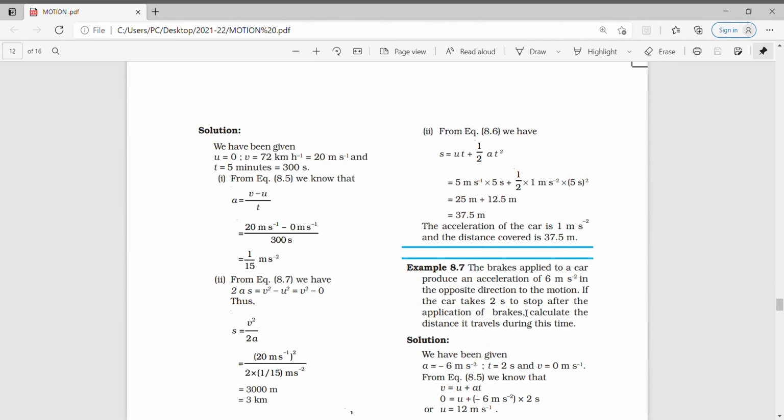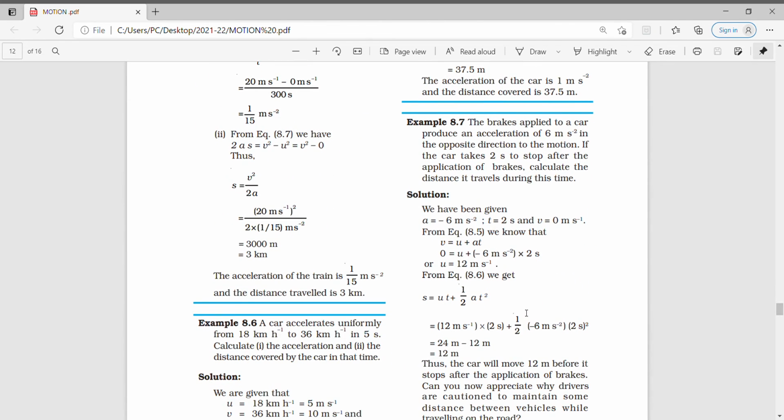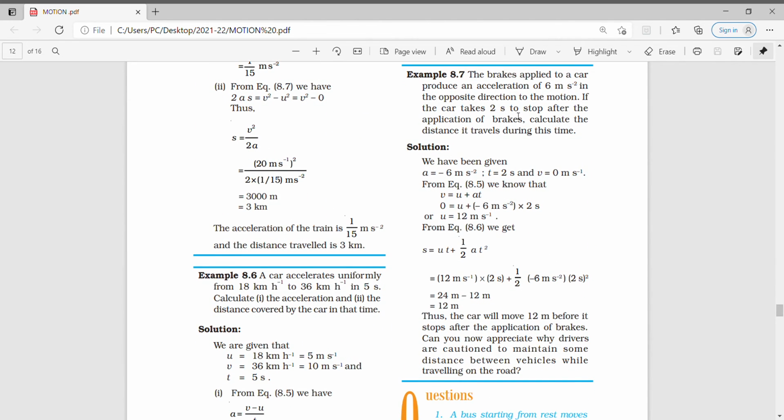Now we have the next example 8.7. The brakes applied to a car produce an acceleration of 6 meter per second square in the opposite direction to the motion. As the brakes are applied, an acceleration is produced in the opposite direction of motion. Therefore, with a, we will be putting a negative sign. Here in this question, a will be minus 6 meter per second square.